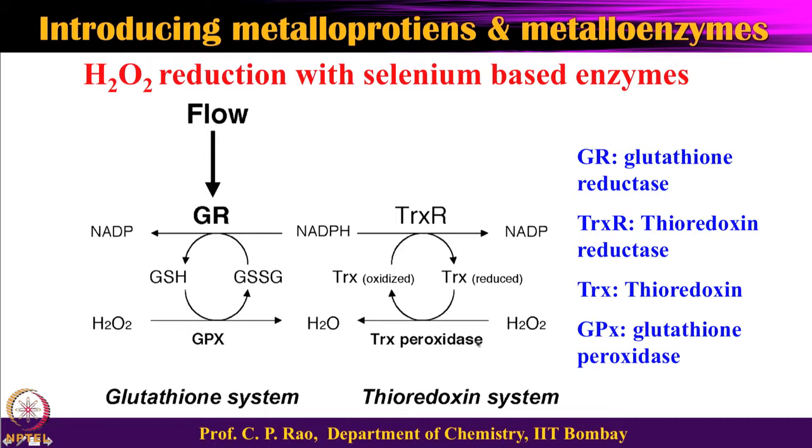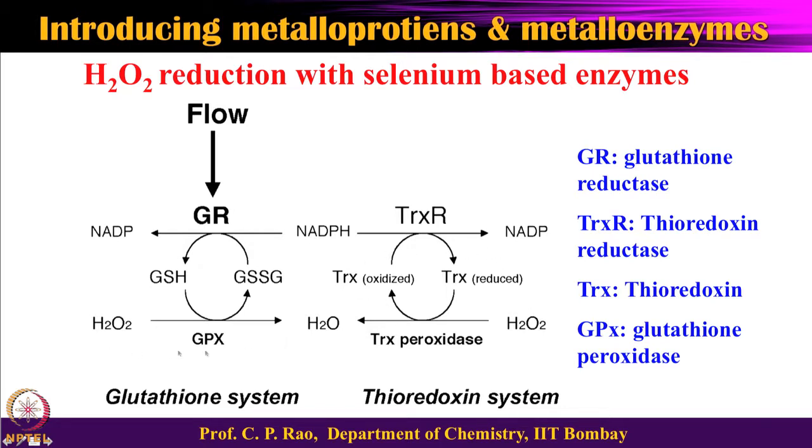Here you have, let us say, H2O2. The reduced thioredoxin, TRX, will oxidize and reduce this to water, and the oxidized TRX is brought back to the reduced form by an enzyme called TRX reductase, and this TRX reductase in turn takes help of NADPH. Okay. So finally, it is the NADPH. So, NADPH to TRXR to the oxidized TRX, and that is one cycle.